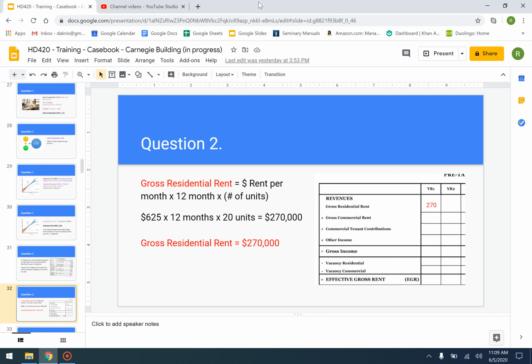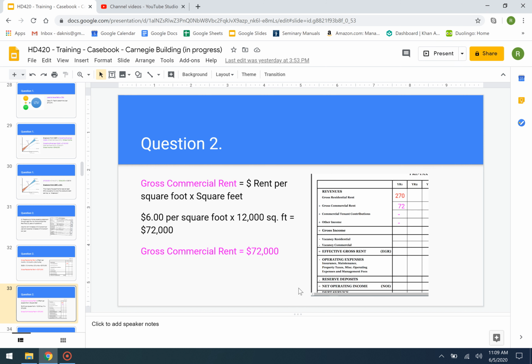Just like before, we're doing gross residential rent first. You take the amount of rent per month times 12 months to make it a year times number of units. So 625 times 12 months times 20 units equals 270,000. Plug that number right there in the top. Next, we're going to take our gross commercial rent per square foot times square feet. So we have $6 per square foot times 1,200 square feet for $72,000. Plug that number in there.